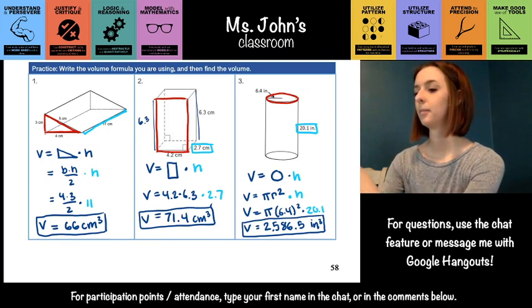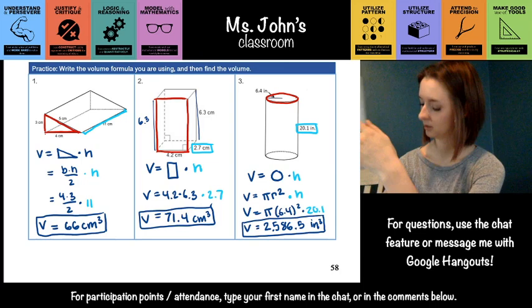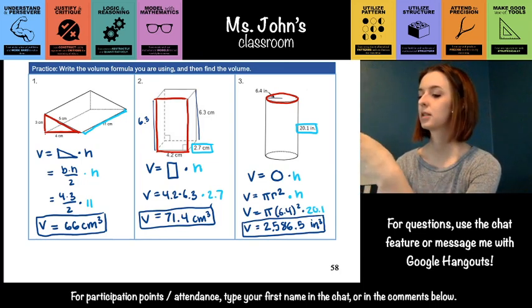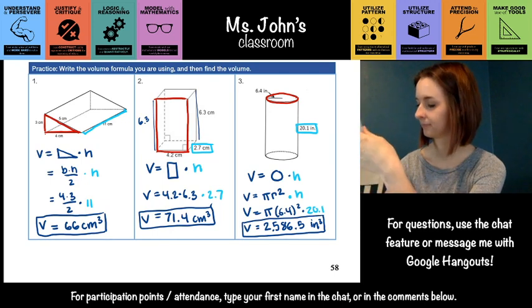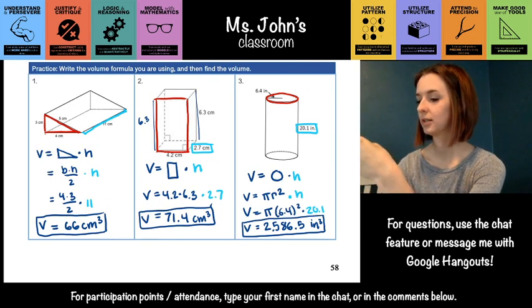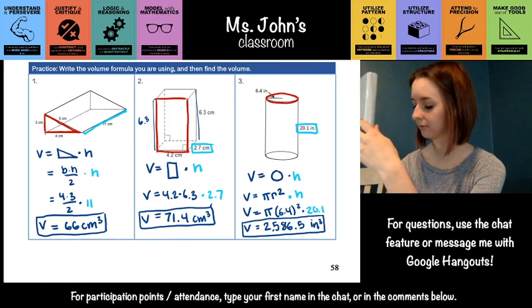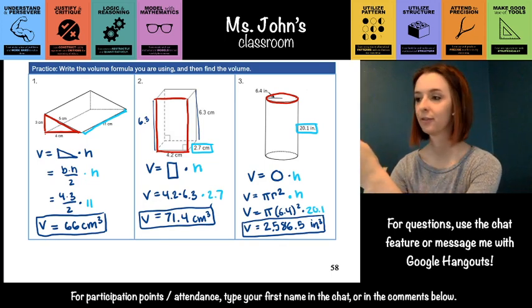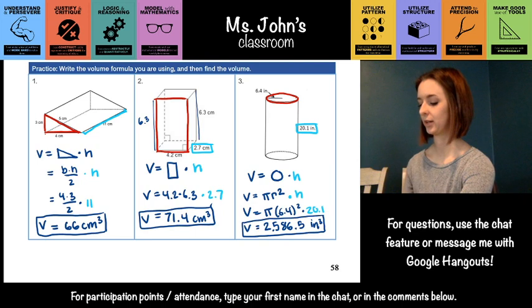Okay, pi times 6.4 squared times 20.1. Yeah, that's right. 2,586.4. Good.